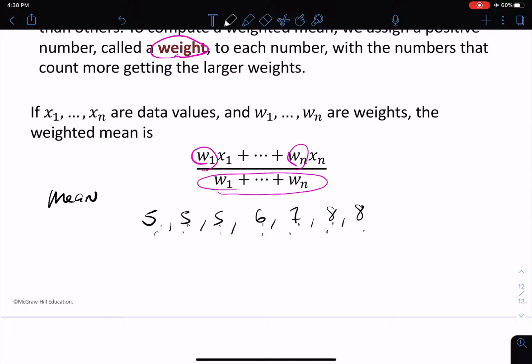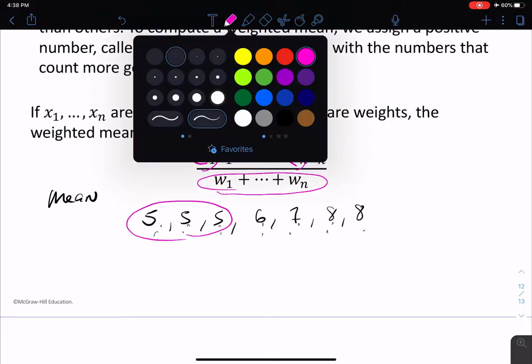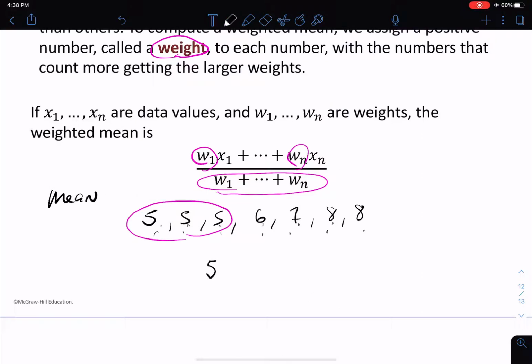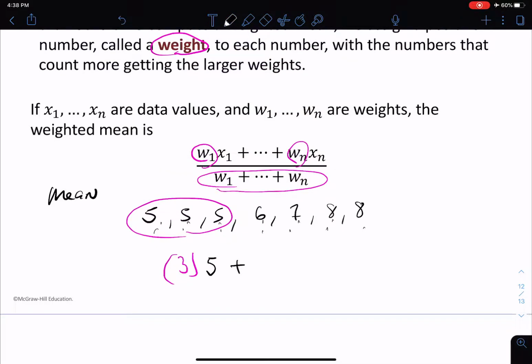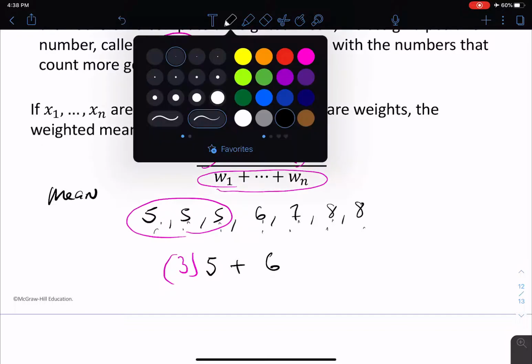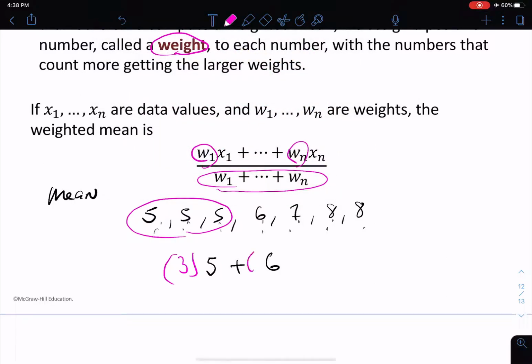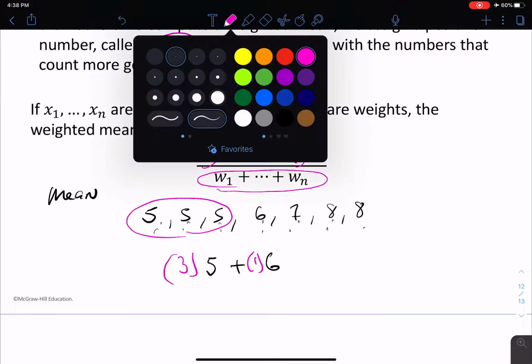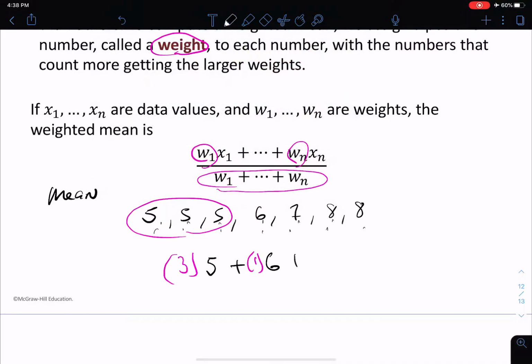You could also say, well, when I look at my 5s, it has a weight of what? It has a weight of 3. So I could just say 3 times 5, which is 15, instead of adding 5 plus 5 plus 5. And then 6 has a weight of 1, which you don't really need to write because it's multiplying by 1. And then we have 7, which has a weight of 1. And then we have 8.